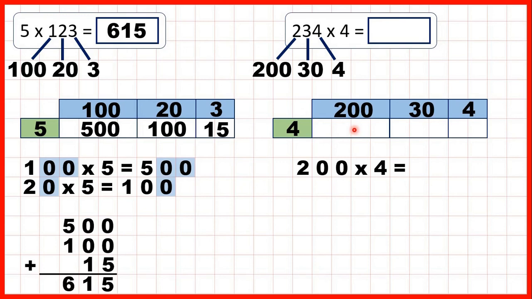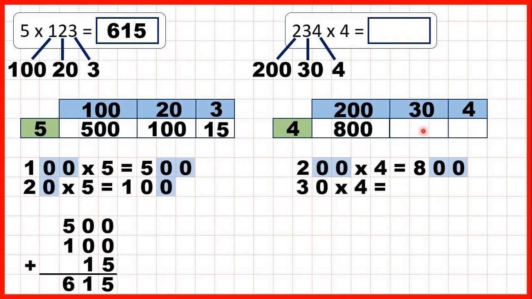Now for this box we need to work out 200 times 4. That's 800 because 2 times 4 is 8, and if we have 2 end zeros in the question, we need 2 end zeros in our answer.